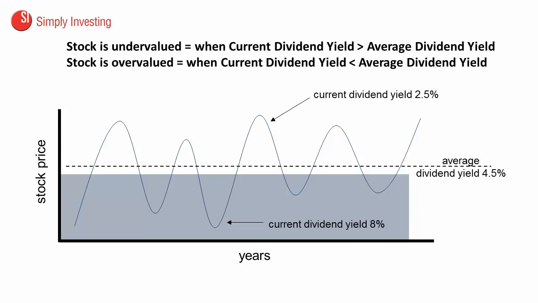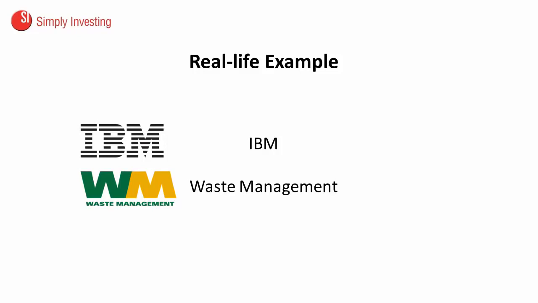And if the current dividend yield today was 2.5%, then you know that the stock is overvalued and you may want to consider it for sale. So now let's take a look at a real life example with two companies. So we're going to look at IBM and Waste Management. These are two American corporations, and we're going to figure out which one of these is undervalued and which one of them is overvalued.